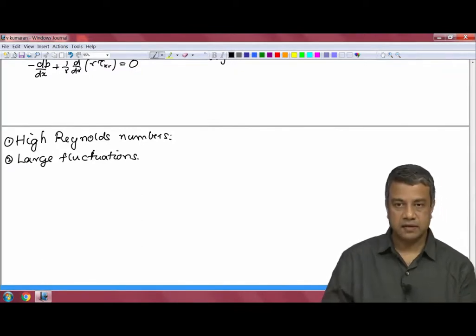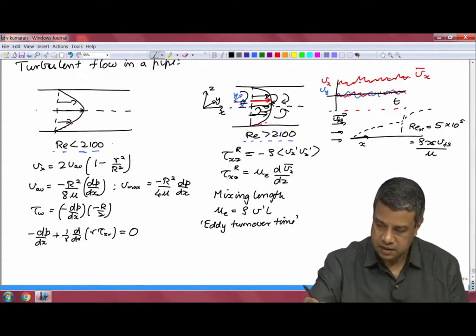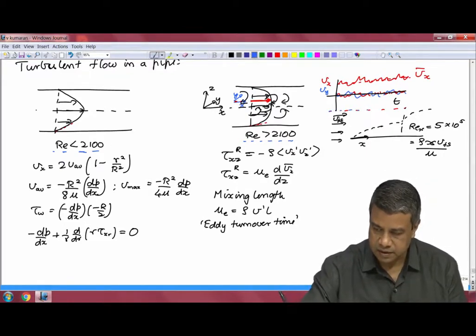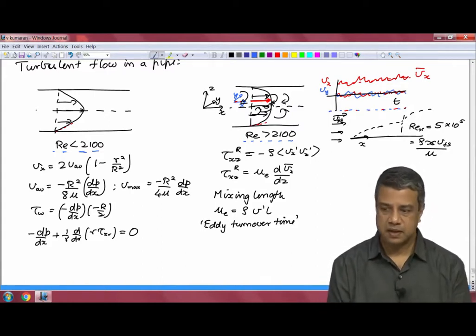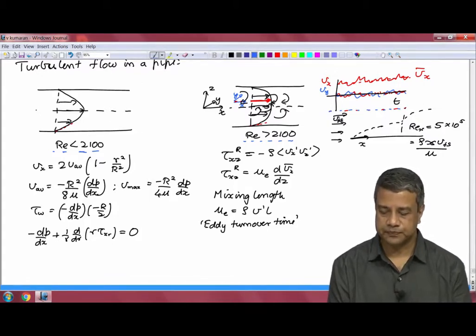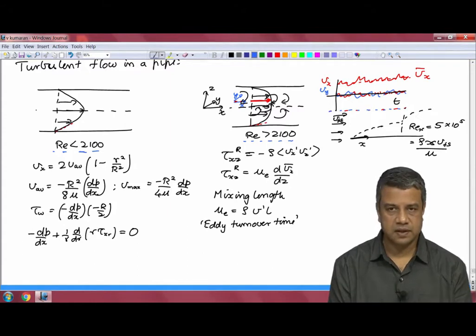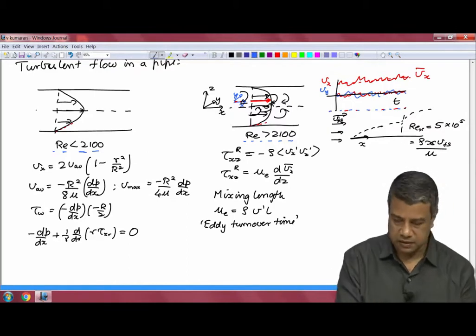At a given location, as a function of time, if you measure the velocity as I had shown over here, you will find that the velocity fluctuates about its mean value, and the amplitude of the fluctuations could be comparable to the mean velocity itself, okay, when the Reynolds number becomes very large. So, the flow is characterized by large fluctuations in all three directions.